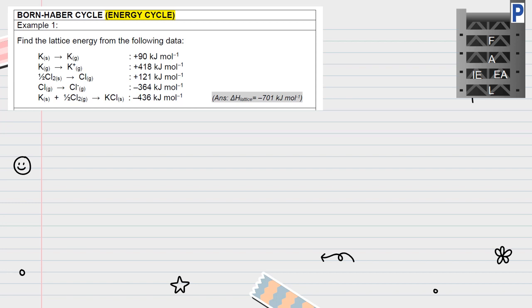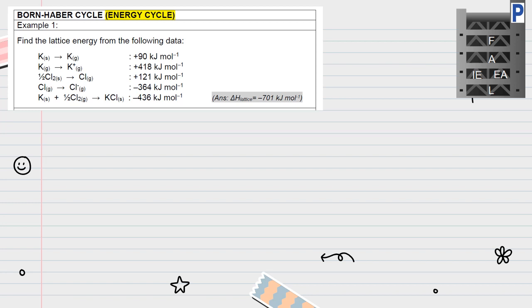Okay, so let's see this example. 1. Find the lattice energy from the following data using the energy cycle method. So, sebelum kita mula construct, kita kena determine dahulu apa jenis energy yang diberi di atas. So, that's why it's very important for you to hafal the definition for each enthalpy.